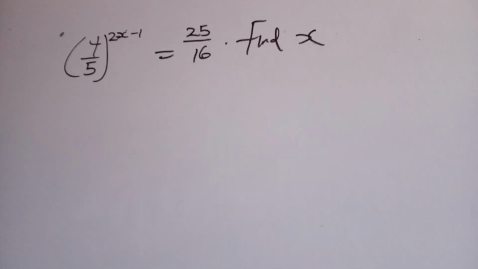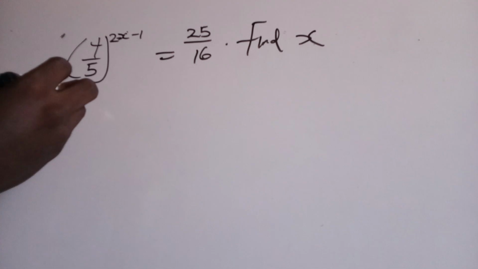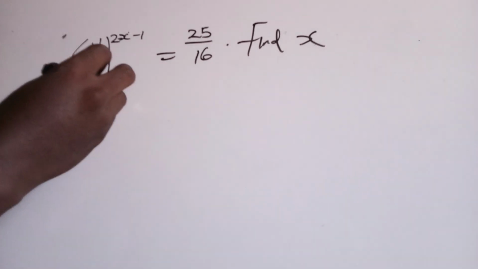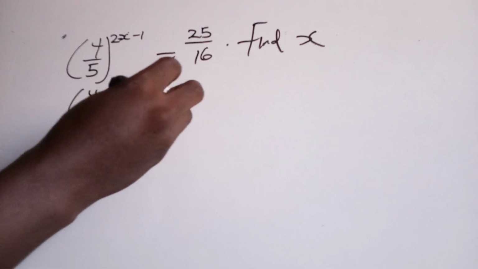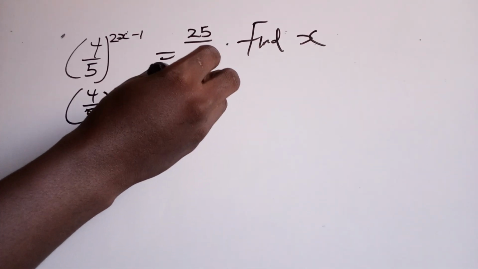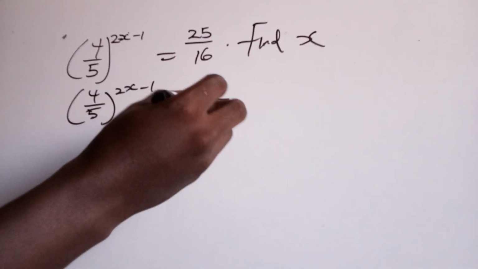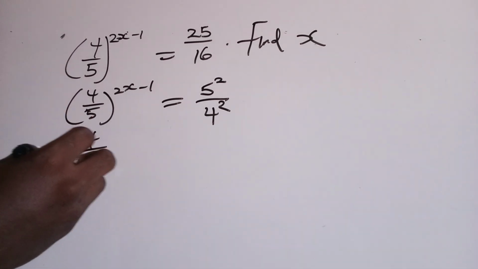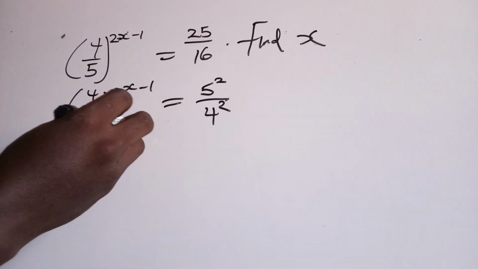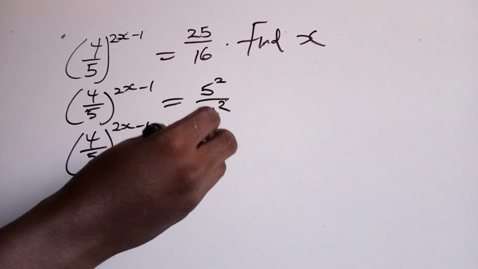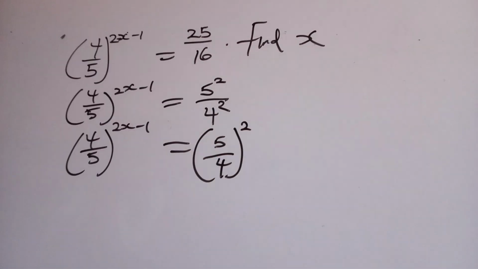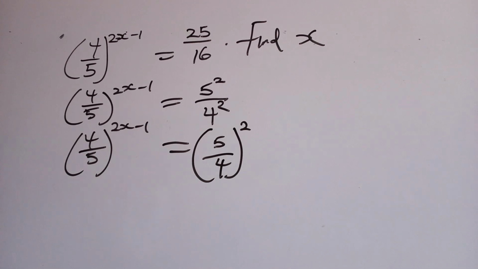To find x, this can also be written as 4 over 5 raised to power 2x minus 1 equals 5 squared all over 4 squared, which can be written as 5 all over 4, all squared.